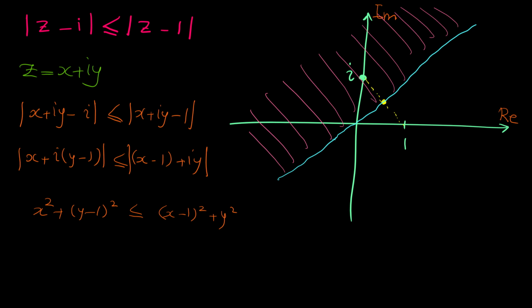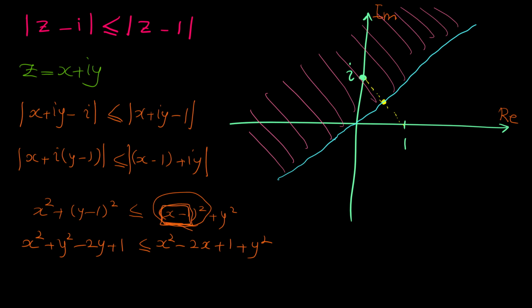Now let's simplify the left side and right side by raising to the power of 2. On the left side we have x squared plus y squared minus 2y plus 1. On the right side we have x squared minus 2x plus 1 plus y squared. If you don't know the identity for this, simply multiply x minus 1 by itself and you are going to get this expression easily.